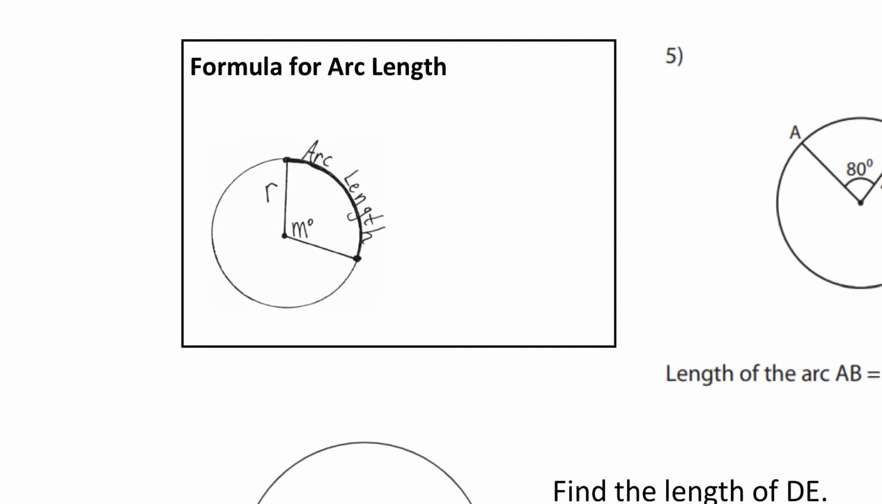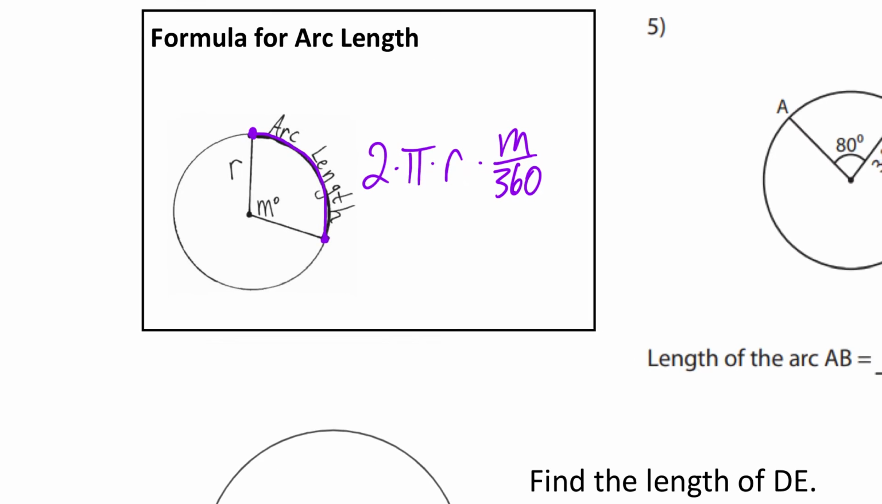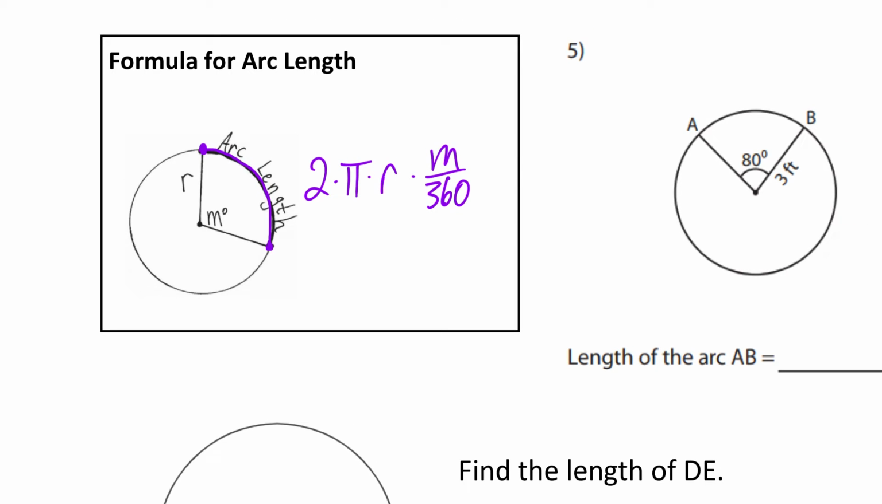Okay. The next one is asking for the arc length. So arc length is the distance from here to here. It's not the degree measurement, it's the actual length. So here's the formula. 2 pi r times m over 360. R is the length of the radius. M is the measurement of the angle, the central angle, or the measurement of the arc, which is going to be the same number.